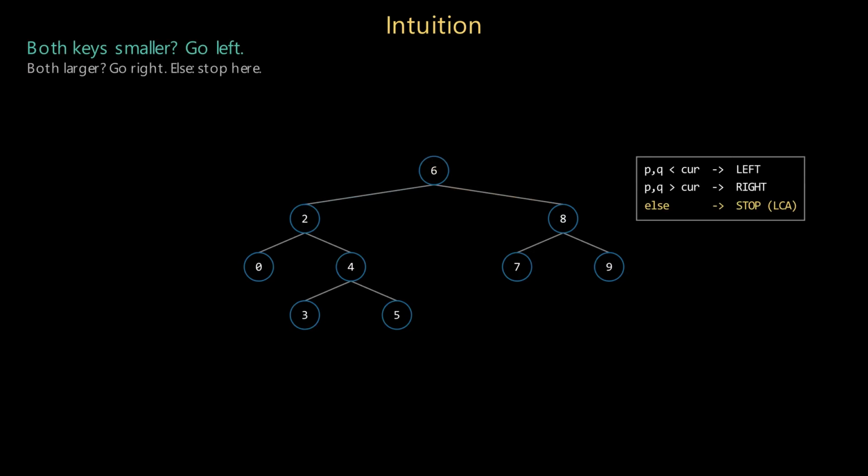Because the tree is a BST, you never scan the whole tree. At the current node, compare both P and Q. If both values are smaller than the current node, both targets lie in the left subtree, so move left. If both are larger, move right. If neither of those holds, the current node lies between them, or equals one of them, stop, that node is the lowest common ancestor.